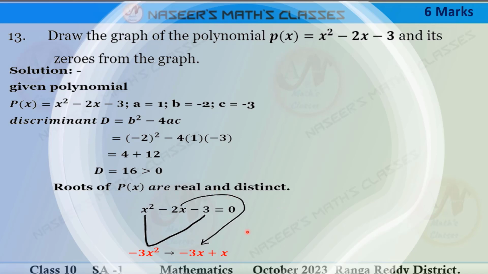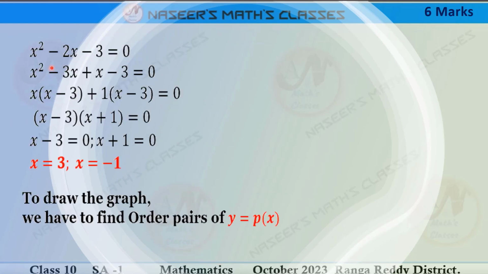Then we can say that the roots of p of x are real and distinct. To find the roots, first we factorize the given quadratic equation x square minus 2x minus 3 is equal to 0. Here the x square into minus 3 gives minus 3x square. Next we split the middle term minus 2x as minus 3x plus x. By writing the minus 2x as minus 3x plus x, we can write the quadratic equation as x square minus 3x plus x minus 3 is equal to 0.